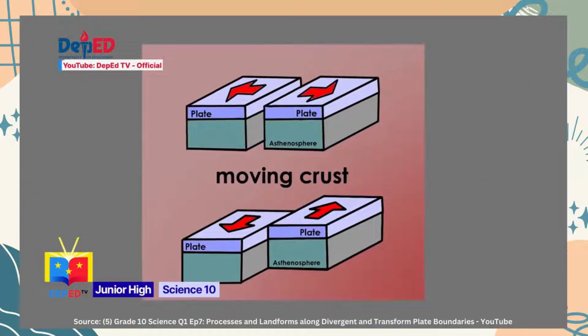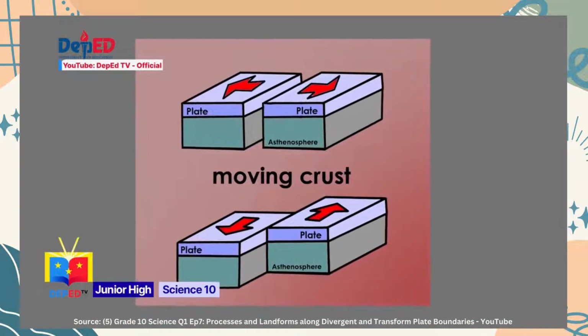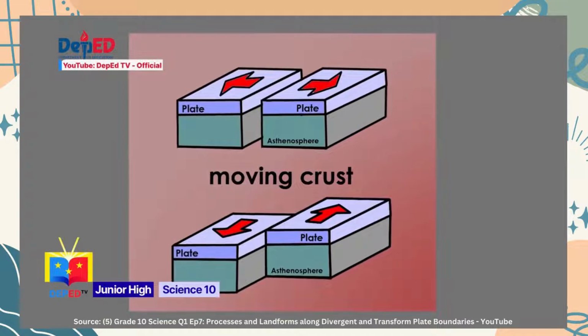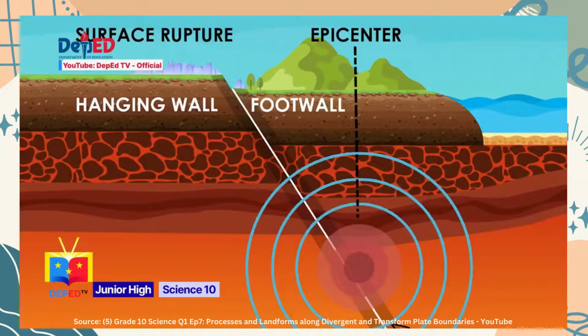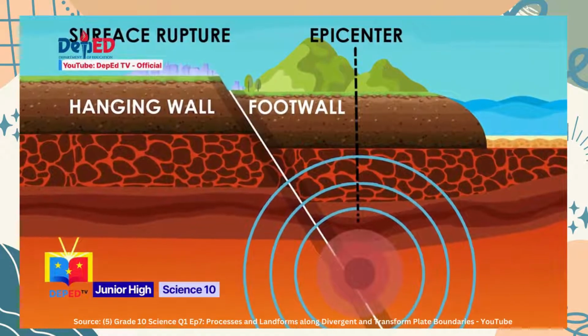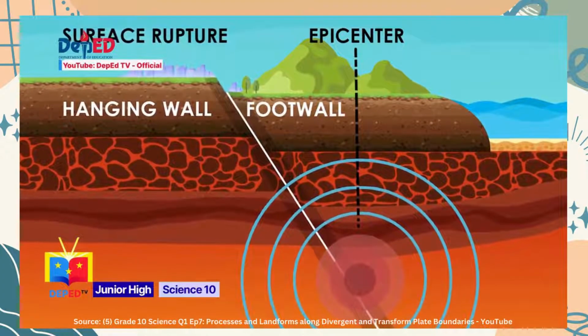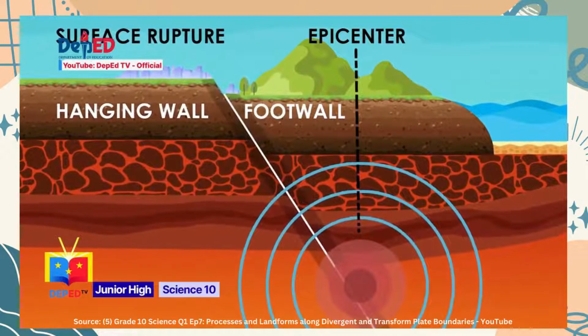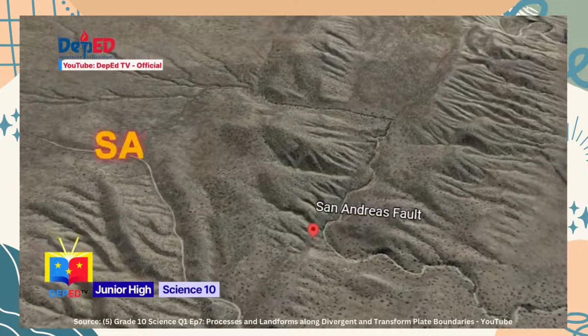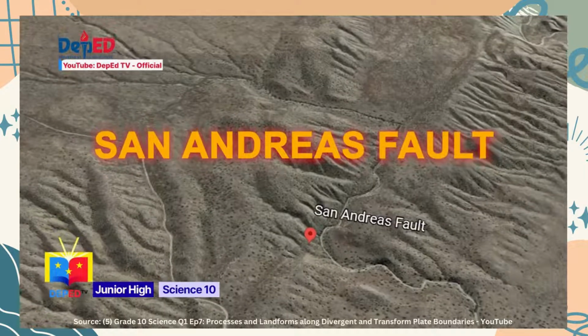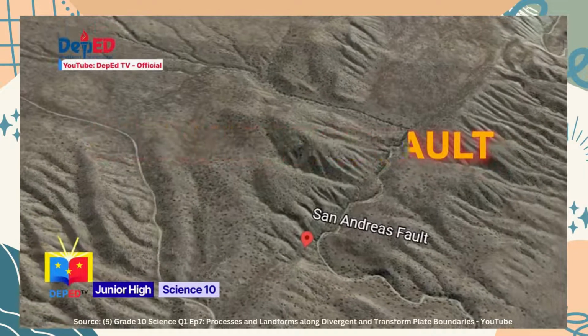The force that plates exert can break the rocks and other materials under the ground. The shaking usually ends abruptly. This is why it brings about strong earthquakes. A well-known transform plate boundary is the San Andreas Fault, which is responsible for many of California's earthquakes.